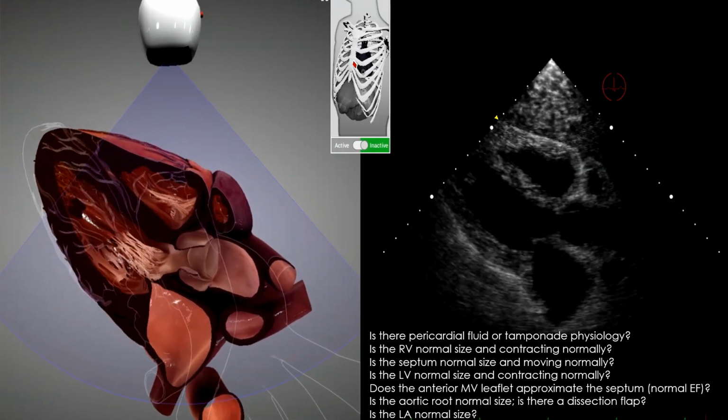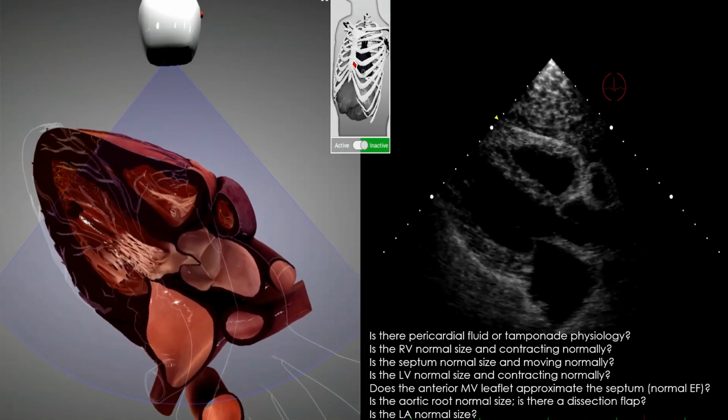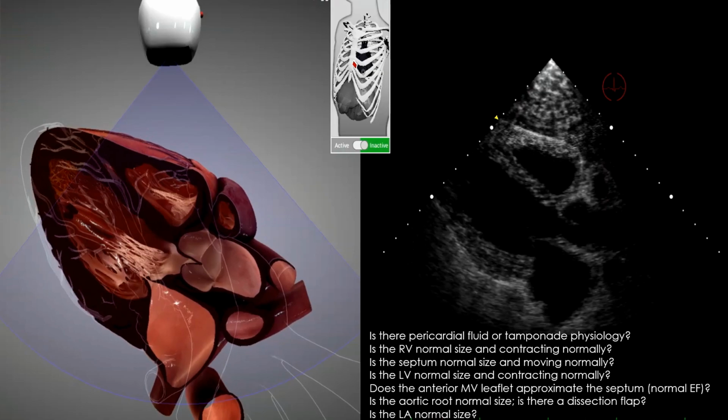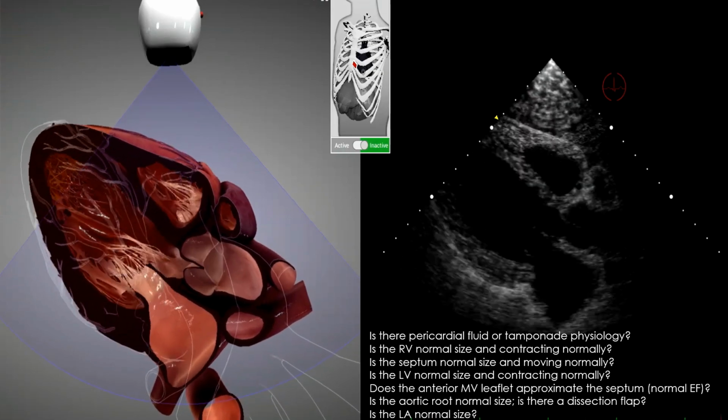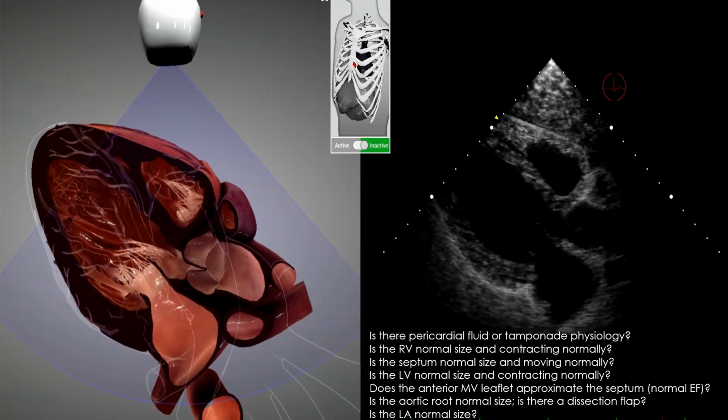Is the septum normal and moving normally? Is the LV beating pretty well? This is a very qualitative assessment. But if the LV is down, you can really tell. It's usually pretty obvious. And so you're making a yes-no assessment here.